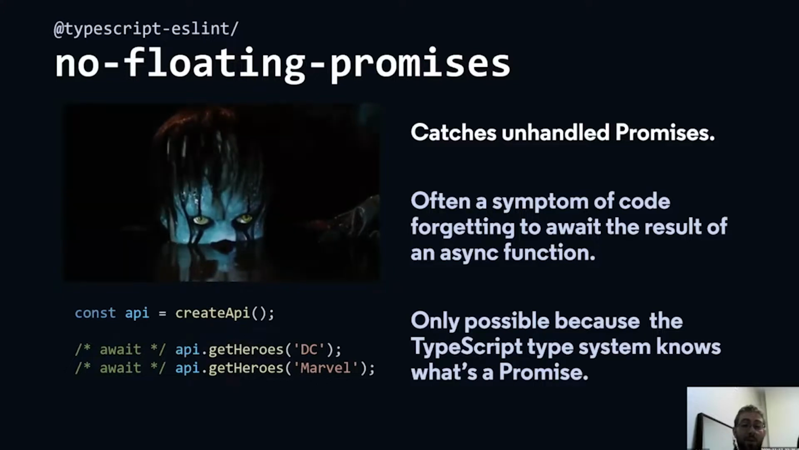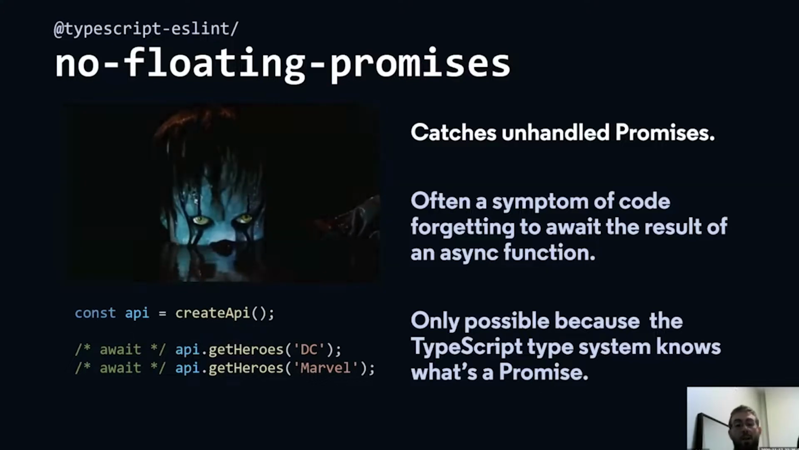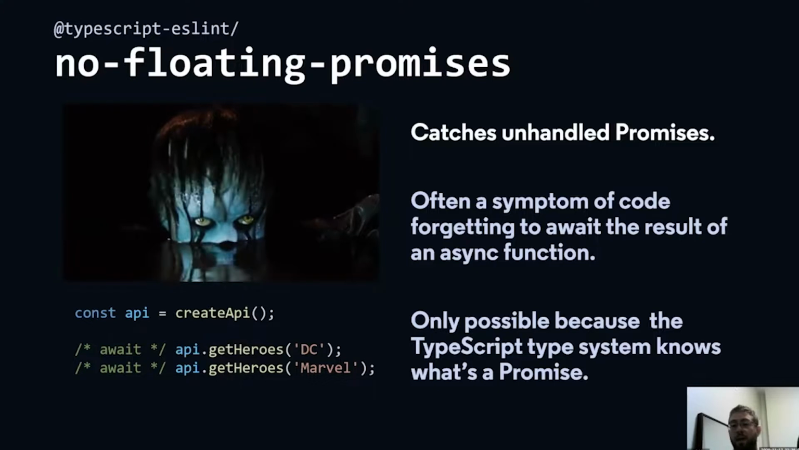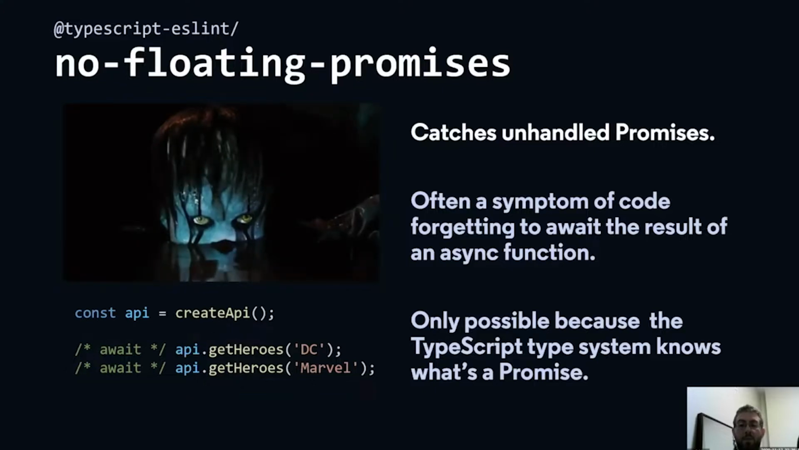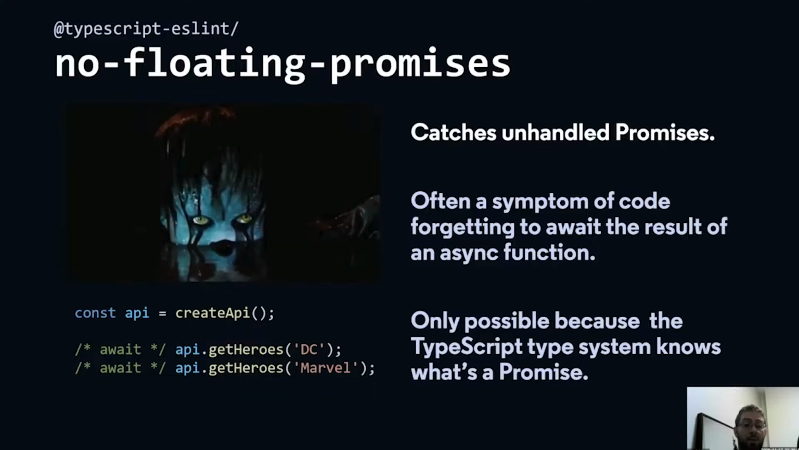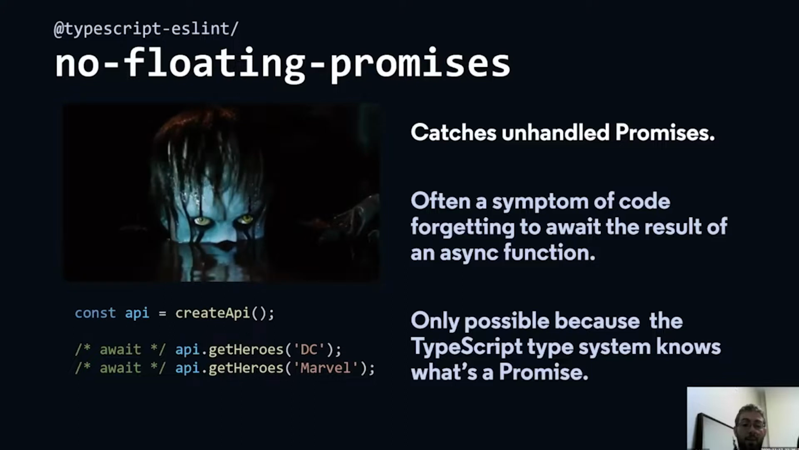These floating promises, sometimes they're fine, but often they're symptoms of code accidentally forgetting to await and then causing a bug. Or they're an intentional architectural choice of making a whole bunch of fire and forgets, but then the error cases or the race conditions aren't handled appropriately. So earlier on with the get heroes calls, no floating promises would have caught that because it would have said, hey, this is a promise that's created. You probably meant to await this. I have a lot of respect and appreciation for this rule. I did help write it.